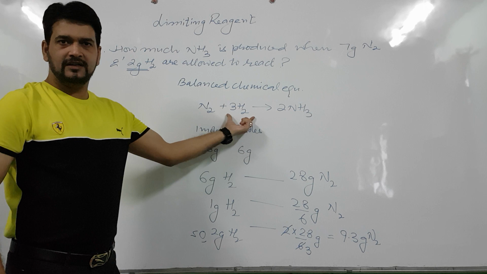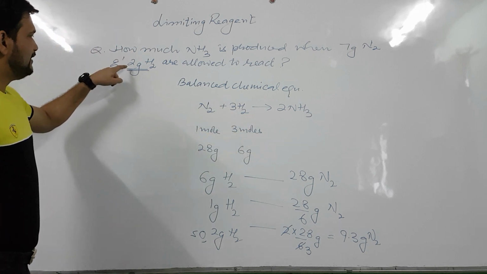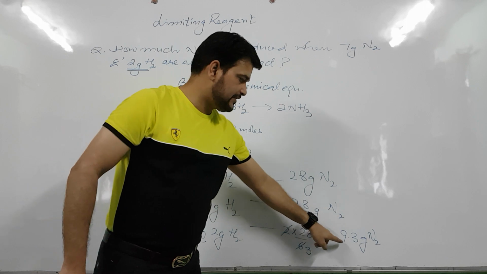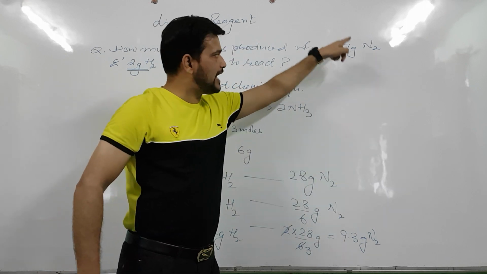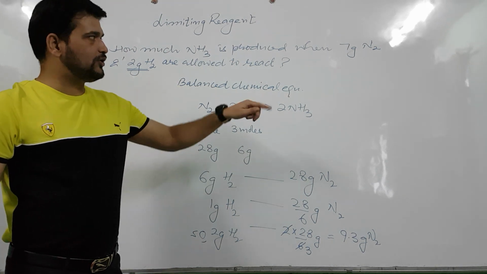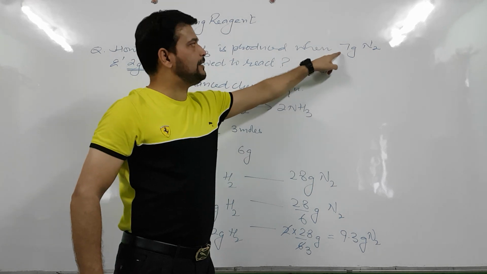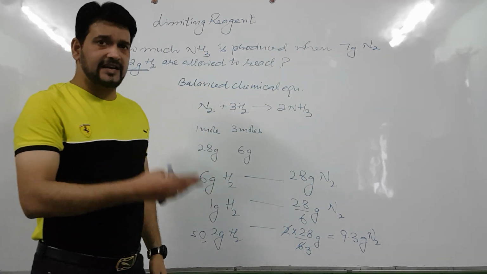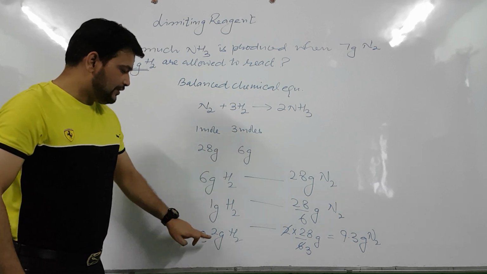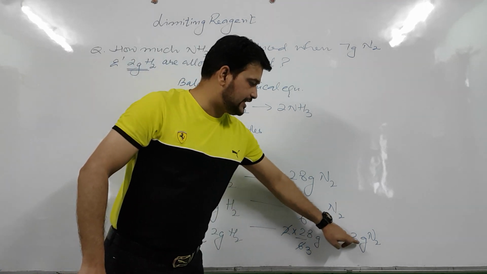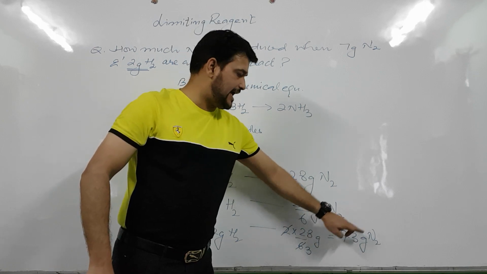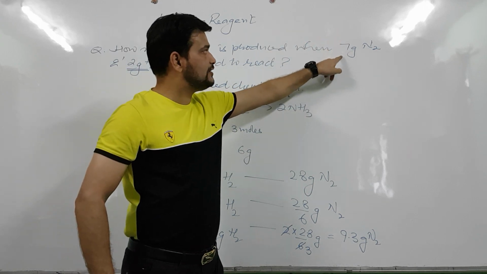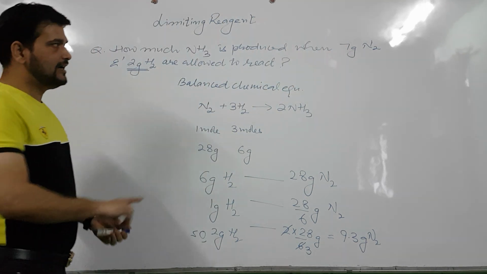But in the numerical, hydrogen is 2 gram and nitrogen is 7 gram. But how much is required? 9.3, but it is 7. So nitrogen is the limiting reagent, because it will get completely consumed during the completion of the reaction, because it is present in the lesser amount. Again, I can repeat that according to the calculation, for 2 gram of hydrogen, 9.3 gram of nitrogen is required. But in the numerical, 7 gram is given. It is lesser, so it is the limiting reagent.